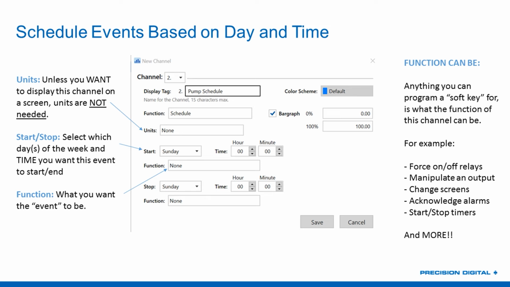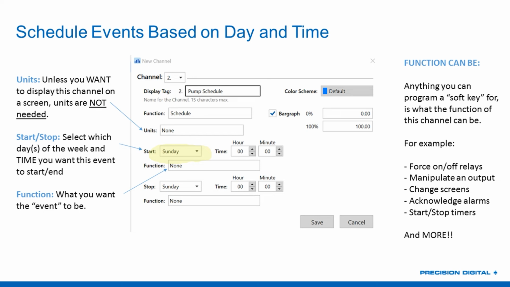And so we'll start with the start. Now, that drop-down box is going to be days of the week. And so you can pick any one of the days of the week, or you could pick weekdays, or if you wanted to do something on the weekends, you could pick Sunday or Saturday. And so with this one, we're just choosing Sunday.